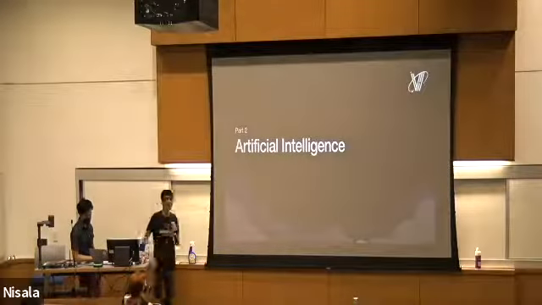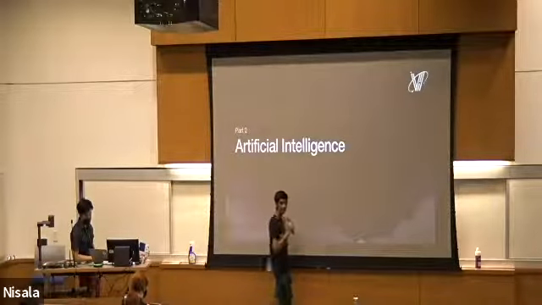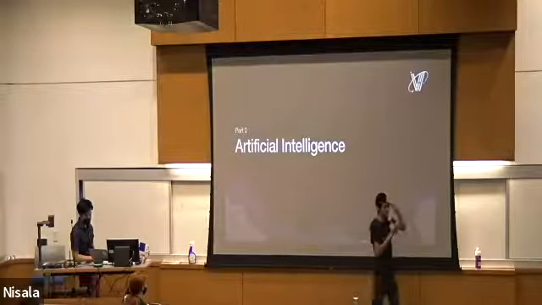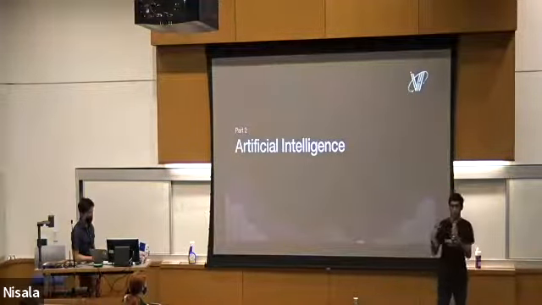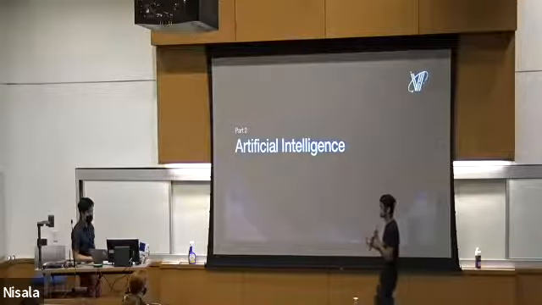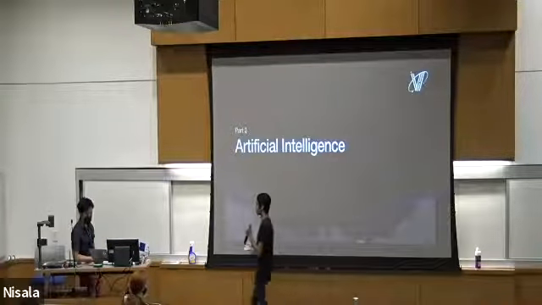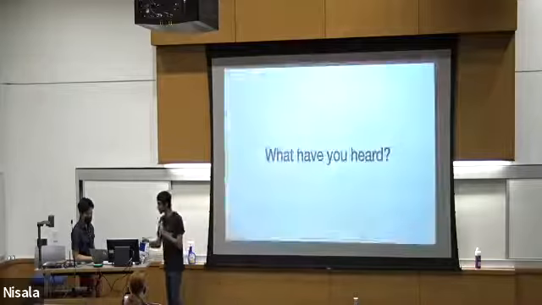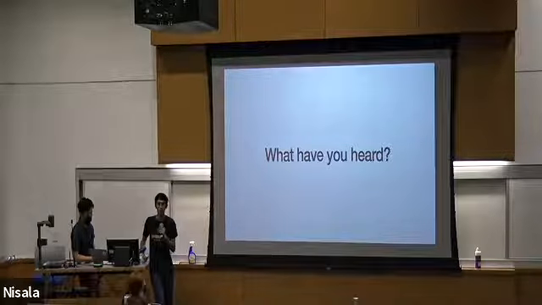All right, that's the social media section. Now we're going to be talking about artificial intelligence. So artificial intelligence, obviously, there are plenty of ethical concerns that people have heard about. So we're actually going to start with that first. What have you guys heard in terms of ethical issues in artificial intelligence?